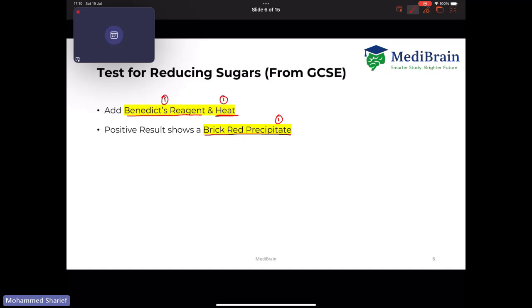You have to add in Benedict's reagent, and you have to heat the solution, and only after you've heated it is when you'll receive the brick red precipitate. Okay, so those are your key points.